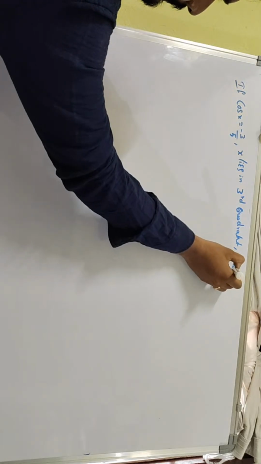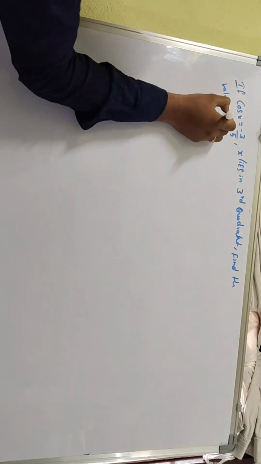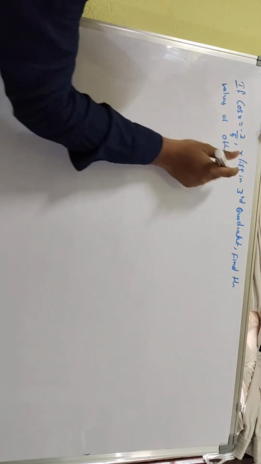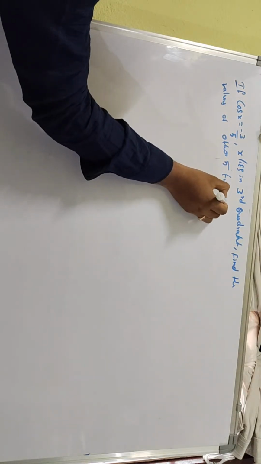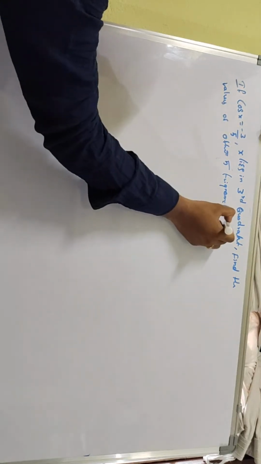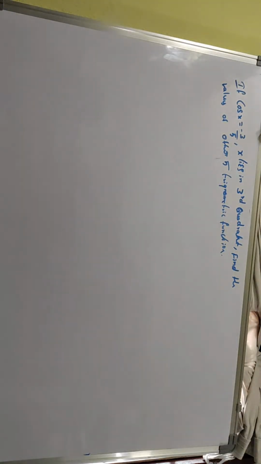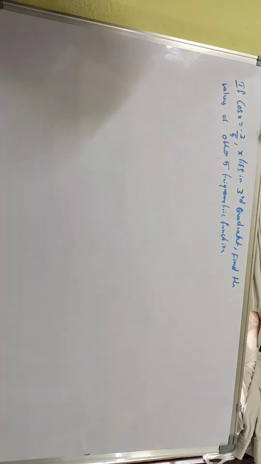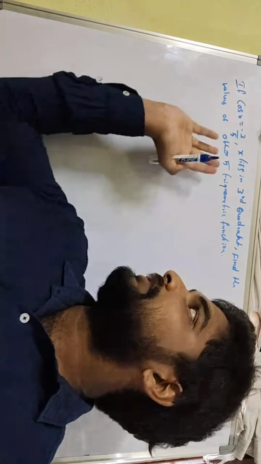Clearly, in this case cos x is equal to minus 3 by 5, and x lies in the third quadrant, which is given here.